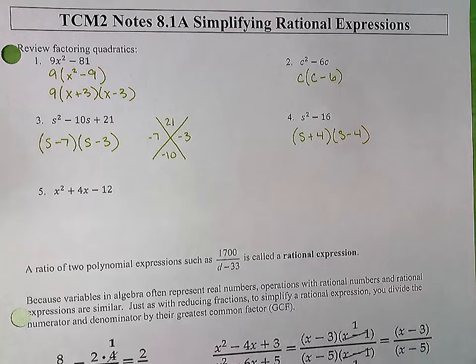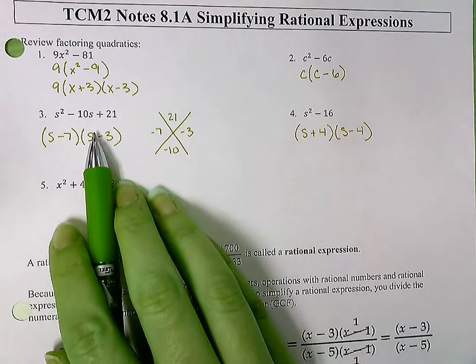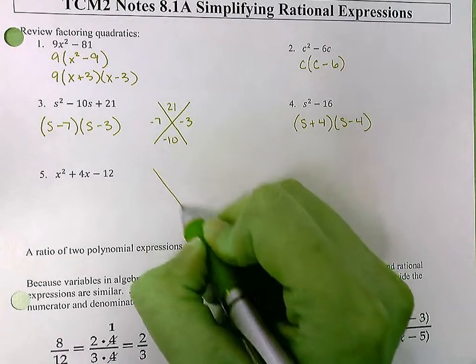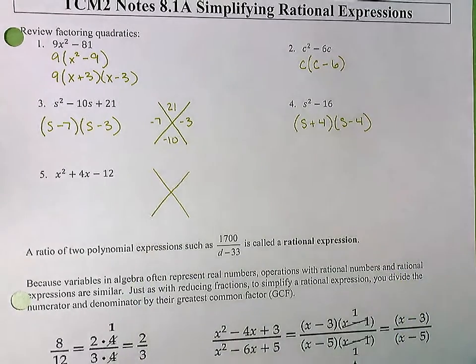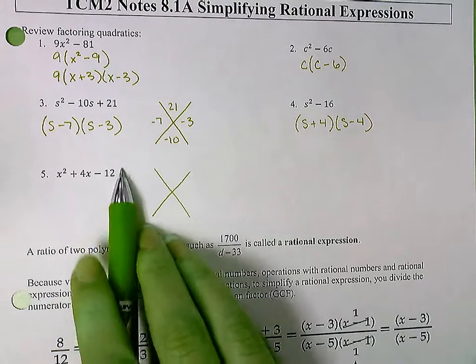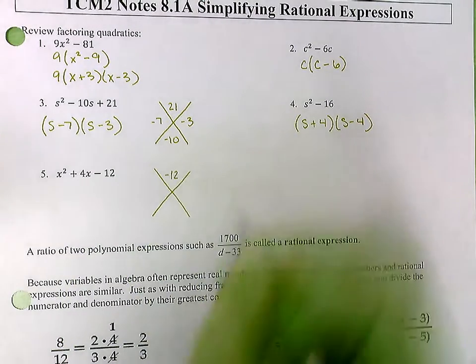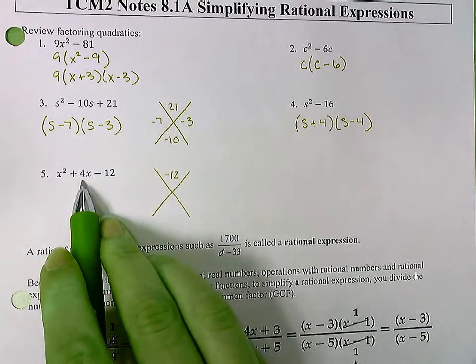Okay, then number 5. Again, 5 is kind of like 3. We're going to do this x method. What multiplies to get that last number there, so negative 12, but adds to get positive 4.